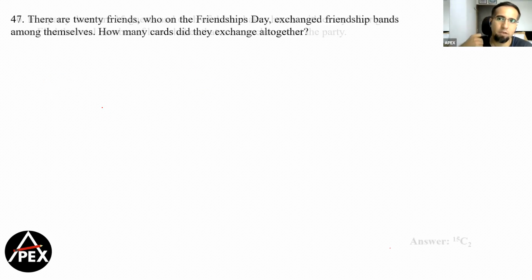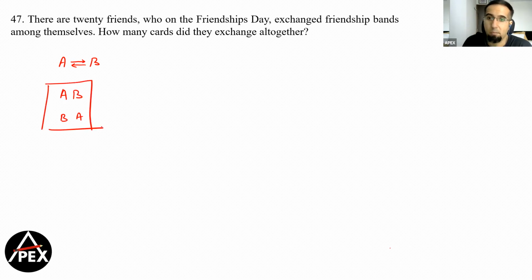Now, what happens when we are giving friendship bands or greeting cards? Let's see the same thing here. If A and B exchange the friendship bands, how many friendship bands are exchanged here? One or two? Now, it is like A is giving to B and B is giving to A, which means it is nothing but an arrangement concept.